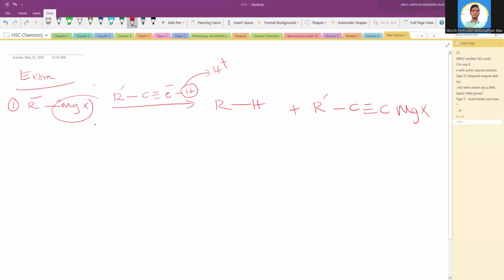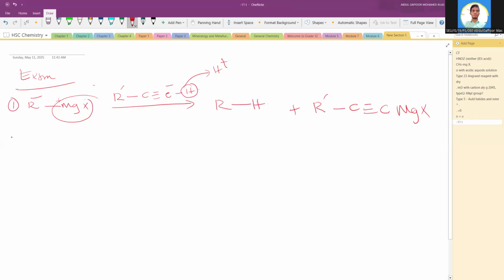So R bonds to the hydrogen and R dash. Since this hydrogen is acidic hydrogen, that will be released as H plus. So that H plus will come and join with the alkyl group in the Grignard reagent, and MgX will come and join with the rest of the part in the given compound. Okay, that's it.